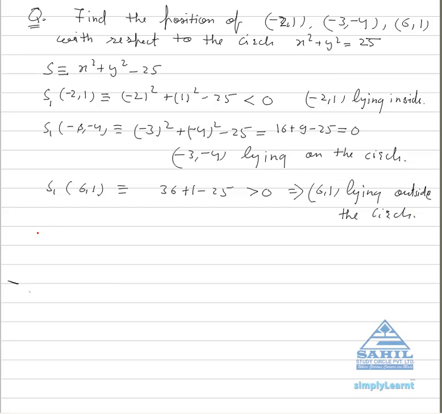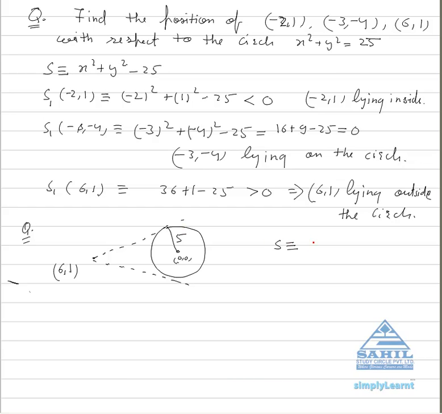Now what could be the second question? If 6 comma 1 is lying outside the circle, then what is the combined equation of tangents from that point, what is the length of the tangent, and what is the equation of chord of contact? Now these three questions may arise. See, we can understand that this point 6 comma 1 is lying outside. How many tangents we can draw from this point? We can draw two tangents from this point to the circle, and our circle has the center 0 comma 0 and radius is 5.